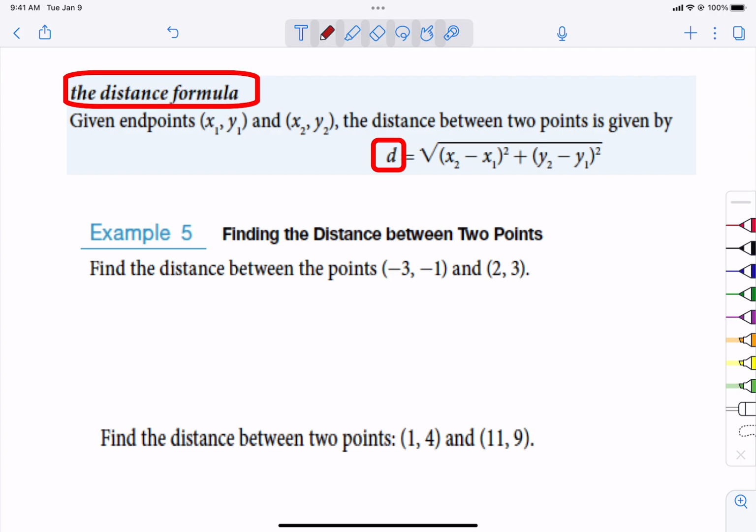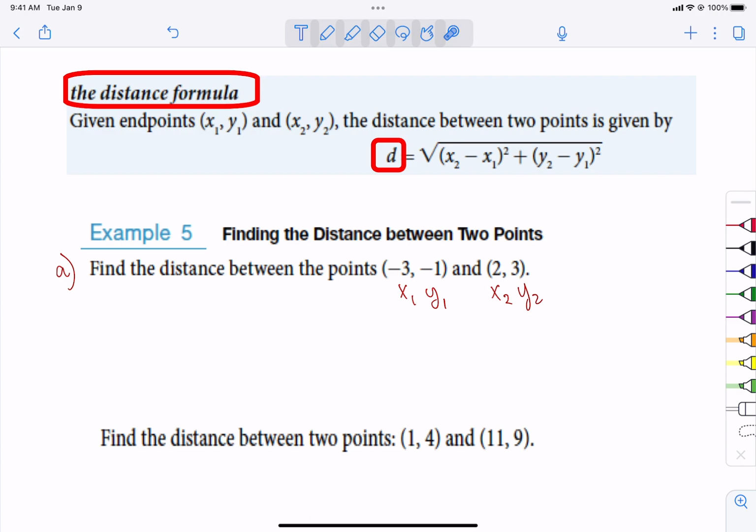So if this first example, we'll call this 5A. In example 5A, if they want us to find the distance between those points, it doesn't matter which you start with. Some people will start from left to right, but it doesn't really matter. Just label and be consistent. So let's call this one x1, y1. And let's call this one x2, y2.